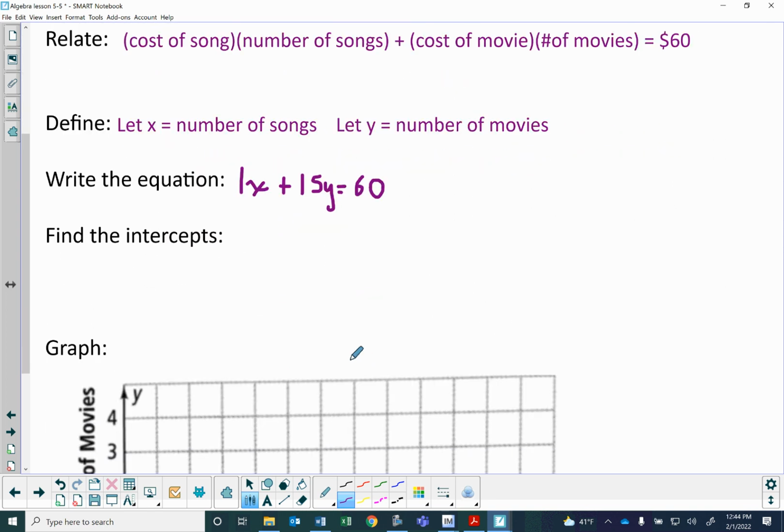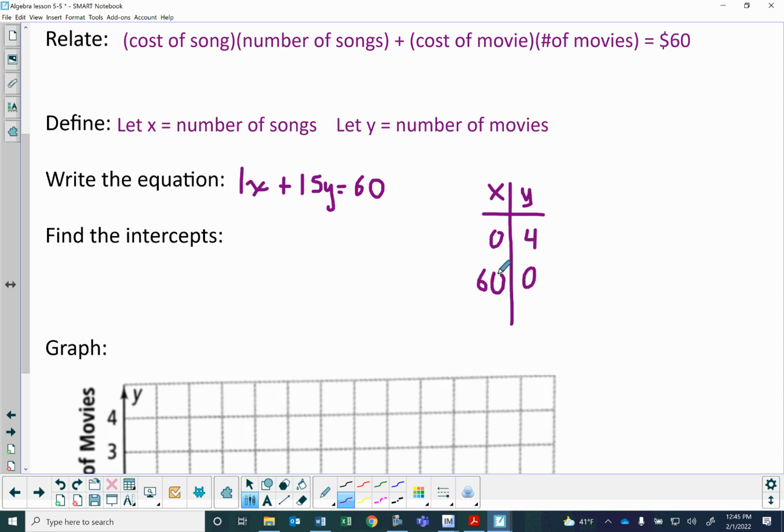So now I need to find my intercepts. I'm going to do my little x and y table over here. It's much easier to write with a pen than it is to write with a mouse. All right, so if x is 0 and if y is 0. Well, if x is 0, we have 15y equals 60, which means y is going to be 4. If y is 0, then we have x is equal to 60, so x will be 60.